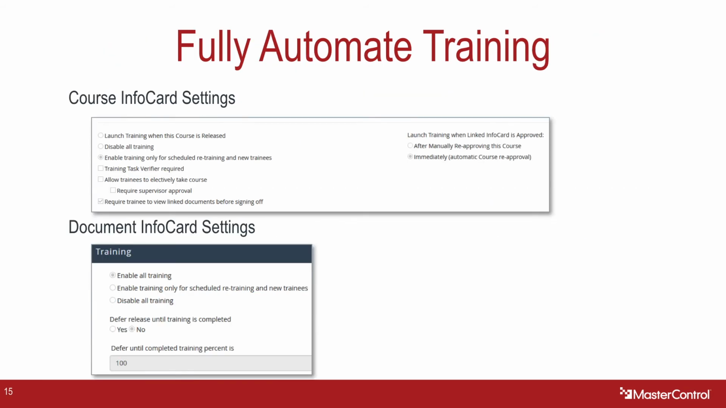So the course info card settings, we kind of just looked at these. If you set that to enable all training for scheduled retraining and new trainees, automatically launch. And then you've got your document info card settings also that have very similar settings: enable all training, enable training for only scheduled retraining and new trainees, or disable all training. These kind of have to match. If you have your document set to disable all training, no training is going out, obviously.